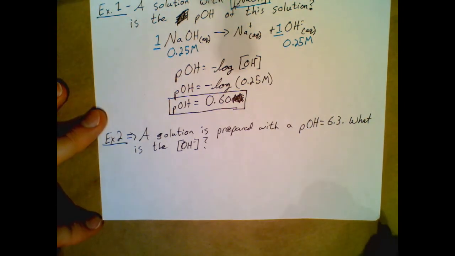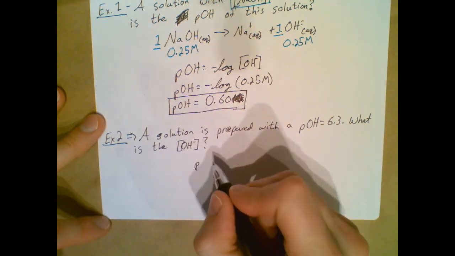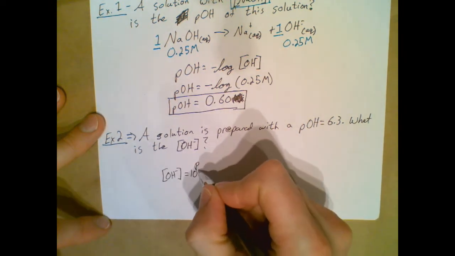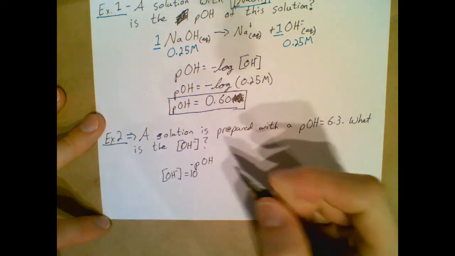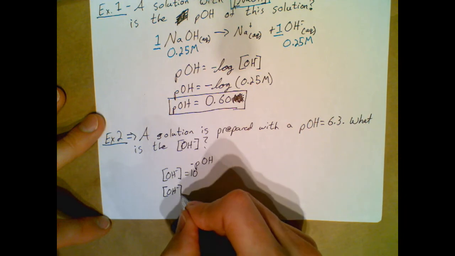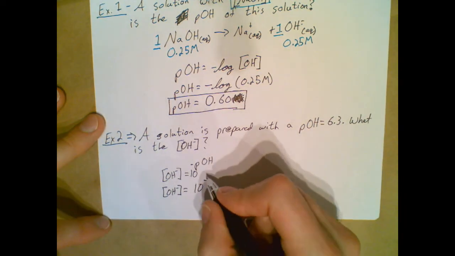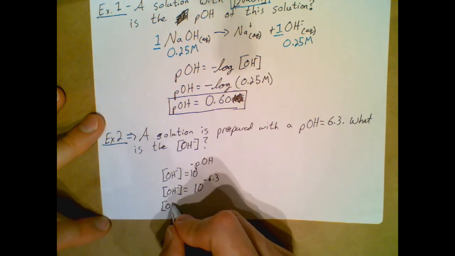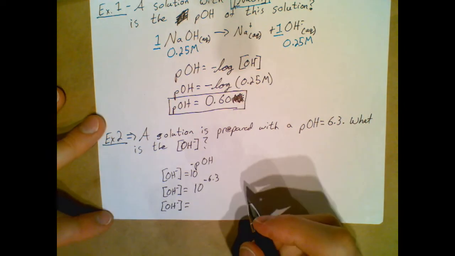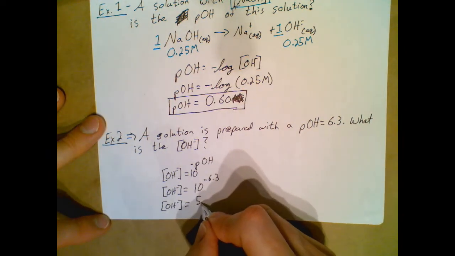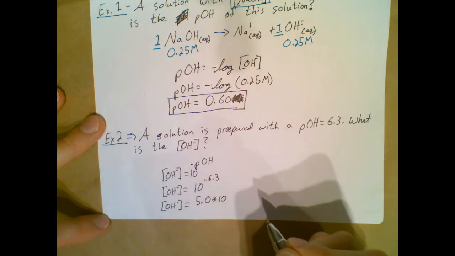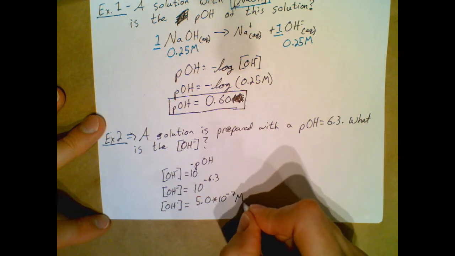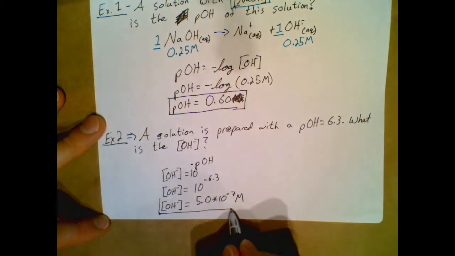Okay, now to solve this one, this is pretty straightforward. We want to know our concentration of OH minus. We're going to go 10 raised to the power of negative pOH. 10 raised to the negative 6.3, the concentration of OH minus is 5.0 times 10 to the minus 7 molarity. All right, there we go.